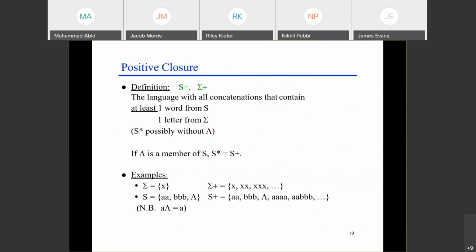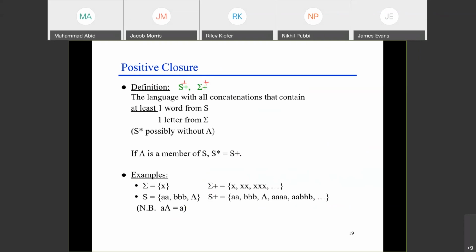So let's see now the positive closure. So positive closure is basically how you define that. You use the positive sign, whether you use this with the language or with the summation. Again, it will be in the exponent position. I put it here, so it should be corrected. It should be here. The language with all concatenations that contain at least one word from S and one letter from summation, S star possibly without lambda.